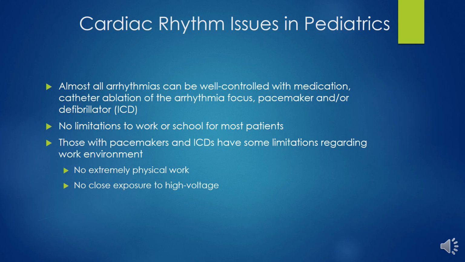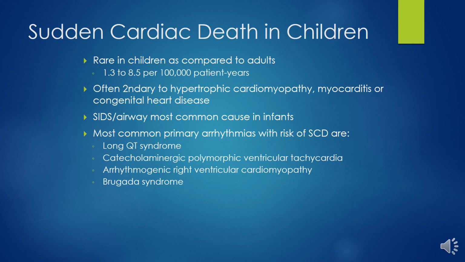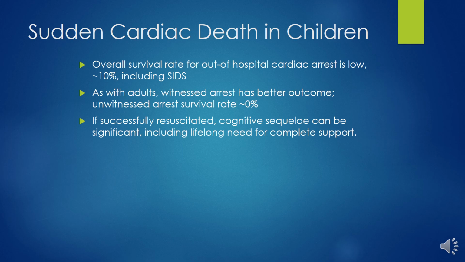Cardiac rhythm issues are very common in pediatrics, and ICD can be used in some cases. Sudden cardiac death is also very common, and most patients have a primary arrhythmia. The patients at risk are those with long QT syndromes, catecholaminergic polymorphic ventricular tachycardia, arrhythmogenic right ventricular cardiomyopathy, and Brugada syndrome. Overall survival rates for out-of-hospital cardiac arrest are low, and as with adults, witnessed arrest has better outcome.